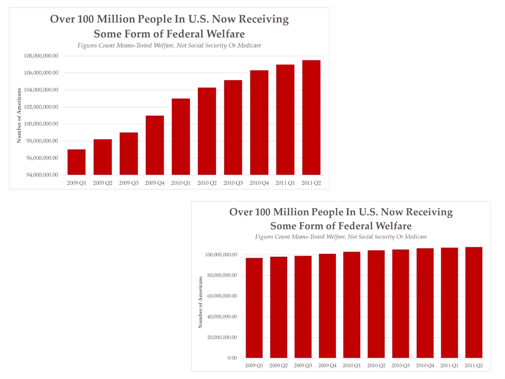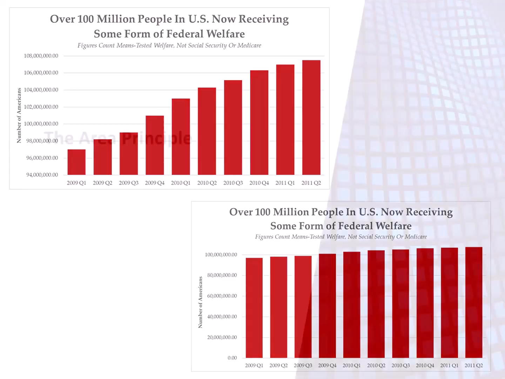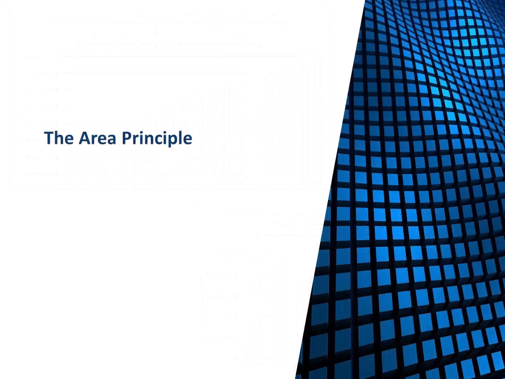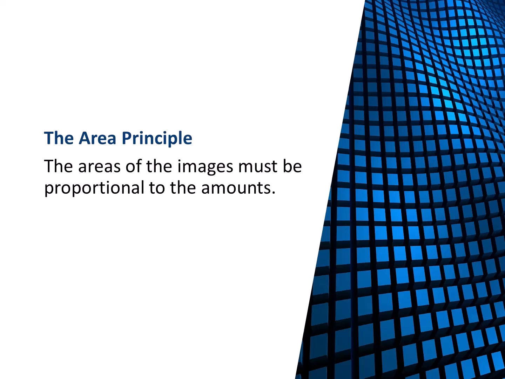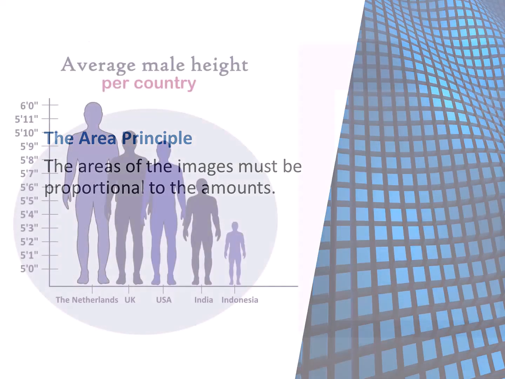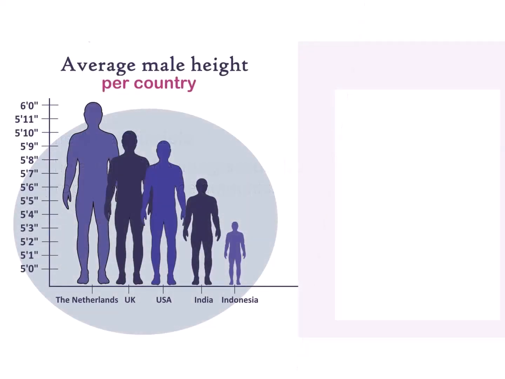Another way that graphs are sometimes misleading is through the misuse of the area principle. Sometimes images are used to compare amounts. The area principle states that the areas of the images must be proportional to the amounts. For example, if one amount is twice as much as another, its image should have twice as much area. Consider this graph which compares average male height per country.